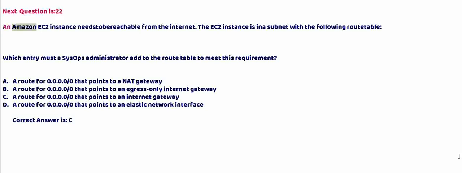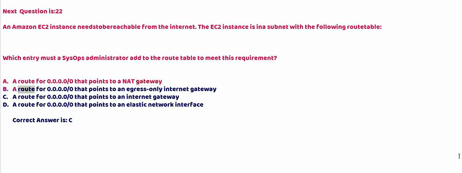Next question is 22. An Amazon EC2 instance needs to be reachable from the Internet. The EC2 instance is in a subnet with the following route table. Which entry must a SysOps administrator add to the route table to meet this requirement? A. A route for 0.0.0.0/0 that points to a NAT gateway.